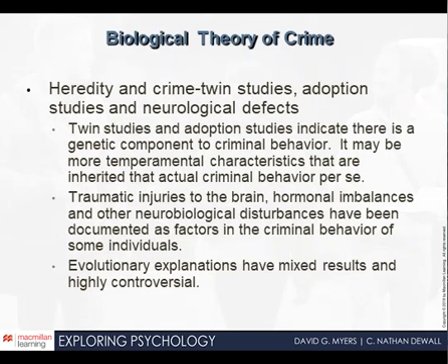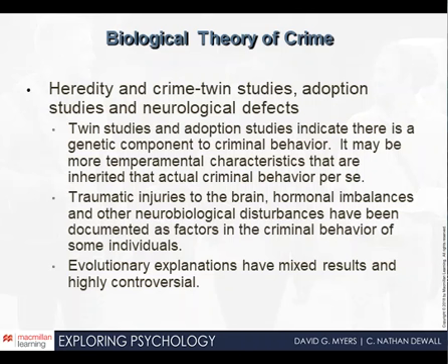Biological theory of crime: heredity in crime, twin studies, adoption studies, and neurological defects. Twin studies and adoption studies indicate there is a genetic component to criminal behavior. It may be more temperamental characteristics that are inherited than actual criminal behavior per se, meaning that somebody who may be quick to anger, okay, that may get them more in a criminal situation than those who are not quick to anger. And this hot-blooded temperament may be inherited. So that could be the reason why we see a link biologically to certain types of criminal behavior.